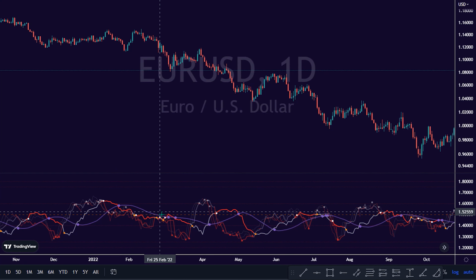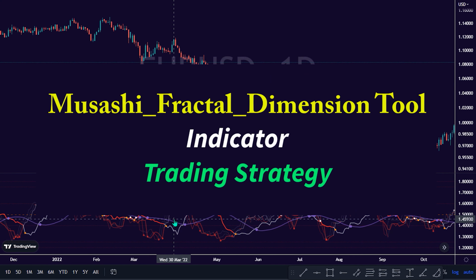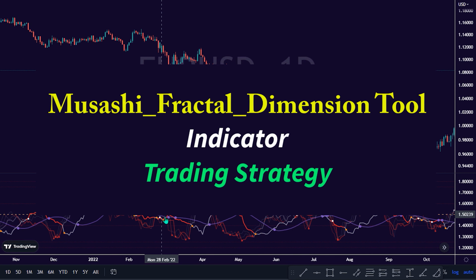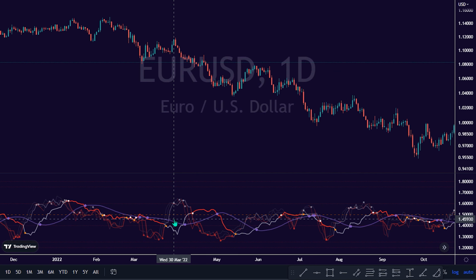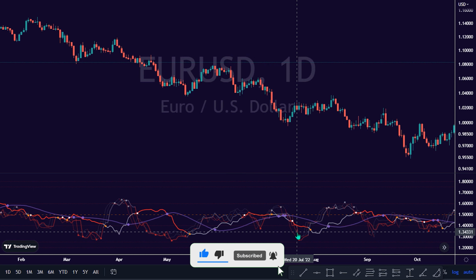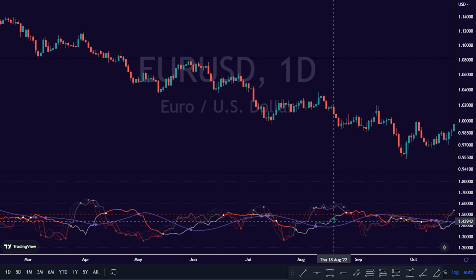In today's video, I will show you how to use the Mushashi Fractal Dimension Tool indicator to detect market trade opportunities. The Mushashi Fractal Dimension Tool is part of the Mushashi Alchemist research on the fractal nature of the markets and the understanding of the relation between fractal dimension and chaos theory.